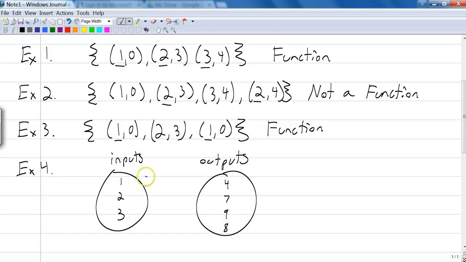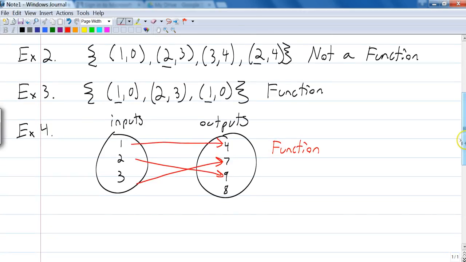Again, the input of 1 gives me an output of 4. The input of 2, so when x is 2, or I push the 2 button on the vending machine if you want to think about it, gives me an output of 9. And if I push the 3 button, I get an output of 7. This is a function right now.